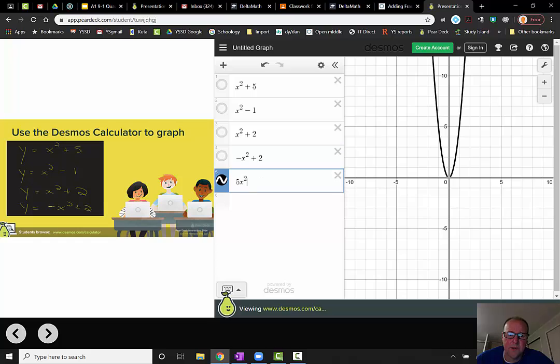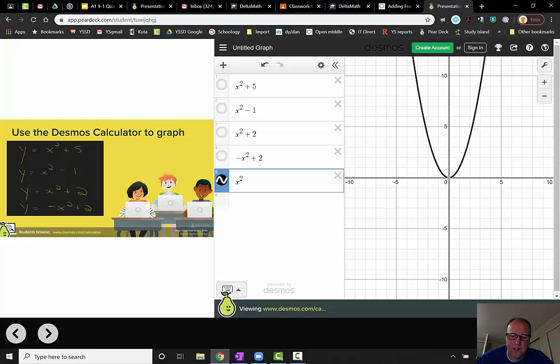Okay, so what would be something that's more narrow than 5? What if I put in 15? That's pretty narrow. What if I wanted something really wide? I might put in 0.5. It's a little bit faster than typing in 1/2. What if I made a 0.05?